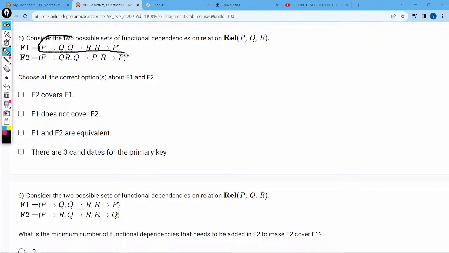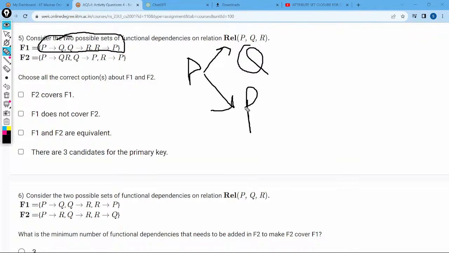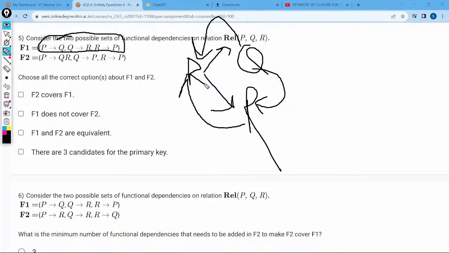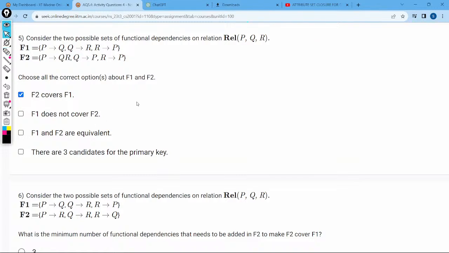I do not need to draw this, but let me draw this. So P determines Q and P determines R. P arrow R exists. Now vice versa from Q to P also exists, meaning Q is indirectly related to R, and R to P also exists, meaning R to Q also exists. So all we need is P to Q. Does P to Q exist? Yes, it does. Does Q to R exist? Q to R does exist. Does R to P exist? Yes, R to P does exist. And here we have the answer that F2 covers F1. F1 does not cover F2.